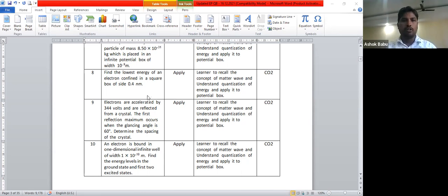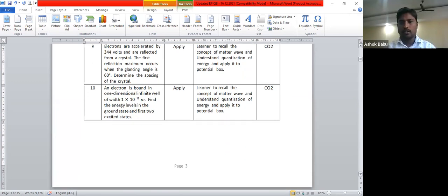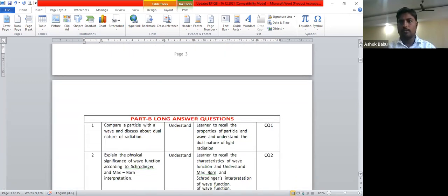After that, how can we find out E2? Using the relation between E2 and E1, find out E2. E2 equals 4 into E1 is the relation, and E3 is 9 into E1. Same thing, similar to the seventh one. So these are the 10 numericals from module 1.